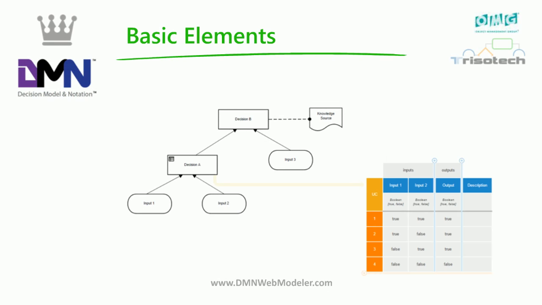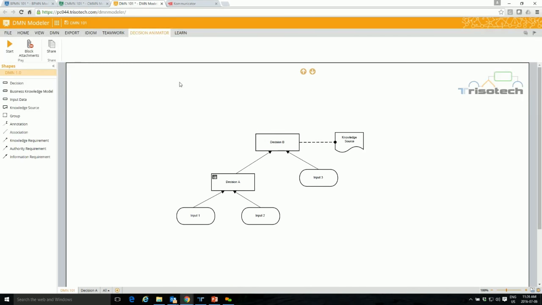Now, let me do the same with DMN. So in DMN, we have the Decision Model and Notation, and the DMN notation has some very simple building blocks. So let me switch to my screen share. So in DMN, we have decisions, which are those rectangle-shaped notations here. We have inputs that are those oval-type shapes.